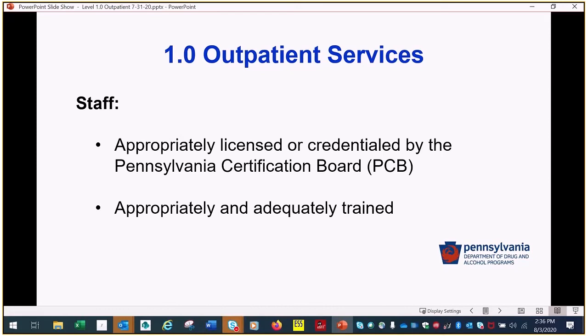As has always been the expectation, ongoing adequate and appropriate training directly related to the population and services delivered remains imperative. For example, clinicians providing services to pregnant women or women with children should have training on the unique clinical needs of women. Those serving adolescents should have specific training and education regarding adolescence. Those serving veterans should know about the needs unique to this population, etc.